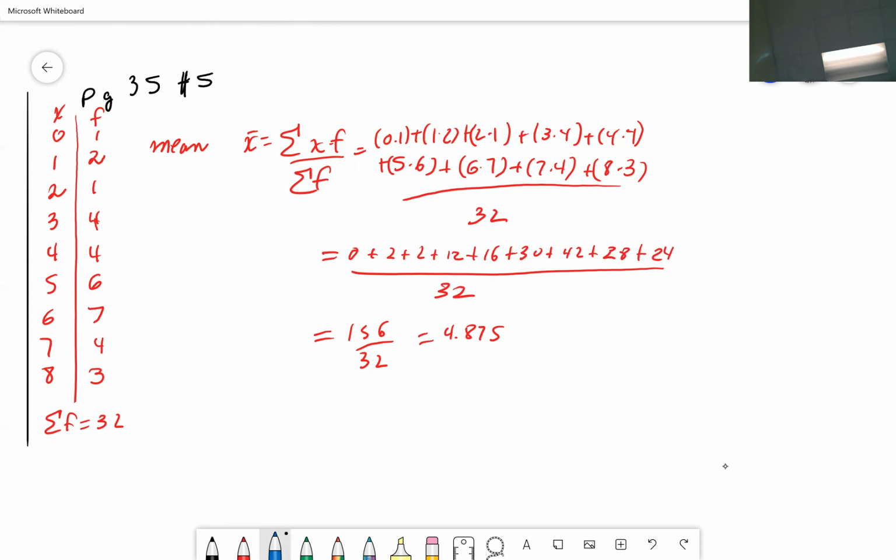Now we're going to do our median. To do our median here, we should first do the cumulative frequency. And then what's halfway of 32? What's 32 divided by 2? 16. I have two ways I could do this.